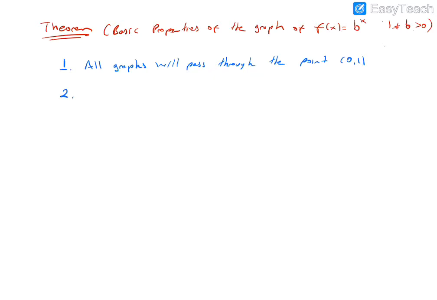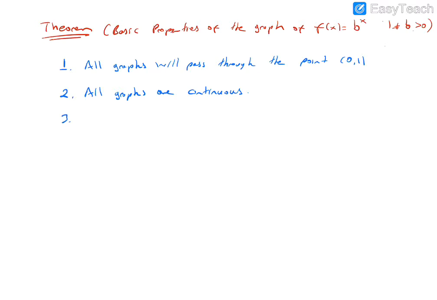The second property is all graphs are continuous curves. You don't know what continuous is yet; after learning the limit concept, you will learn it. But the meaning of continuous, I explain: without raising your hand, you can sketch the graph. Okay, so all graphs are continuous. That means there is no hole, there is no jump, etc.